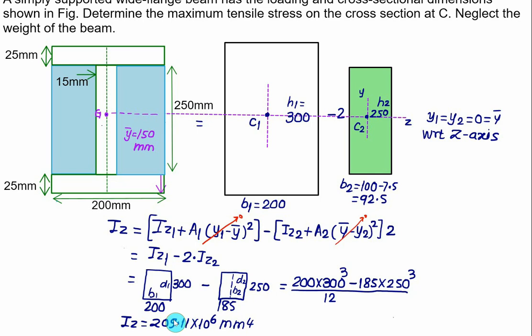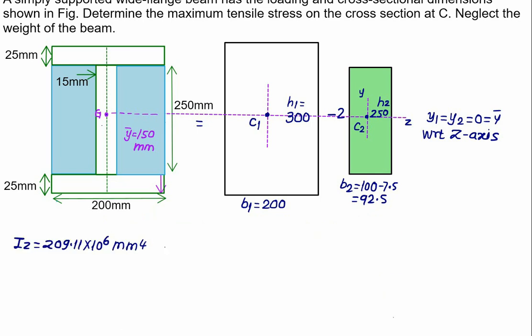Next time remember, whenever you have to calculate the moment of inertia Iz of a symmetrical I section, you just take the outer rectangle and find out the value of Iz1, and subtract the value of the total rectangle formed by these two rectangles whose height is equal to 250. So this height is also equal to 250 and the width is 200 minus 15, that is equal to 185. So very quickly we can calculate the Iz value. So we know Iz is equal to 209.11 into 10 to the power 6.